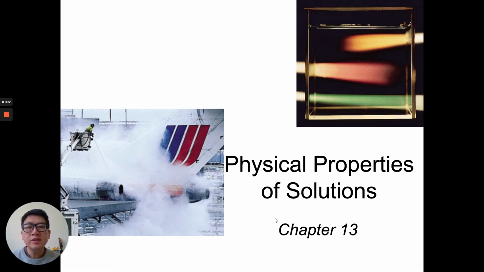So today we're going to start a new chapter, chapter 13, physical properties of solutions. So this is, first of all, a solution. We'll get to the definition of that. This chapter does have a little bit of math in it. It also involves stuff with moles.